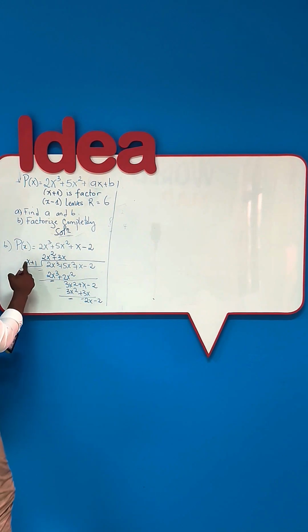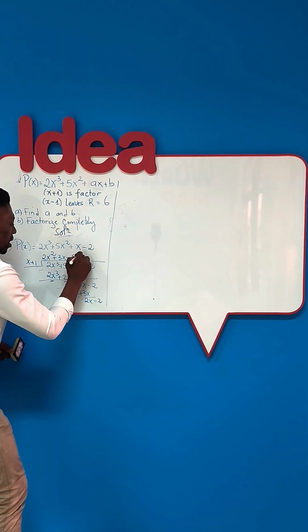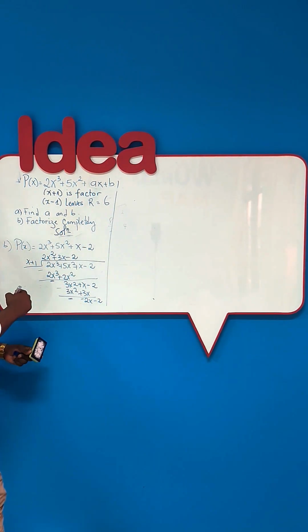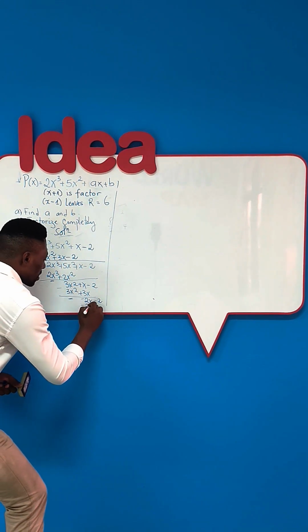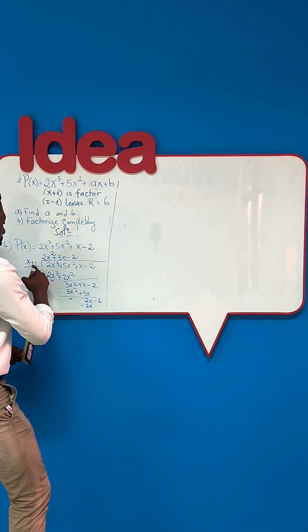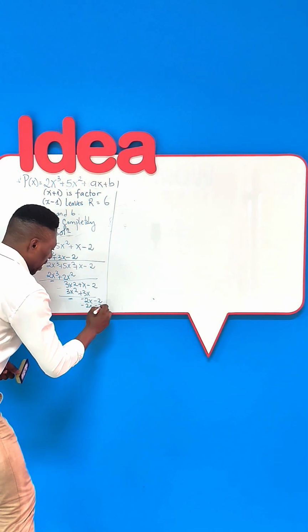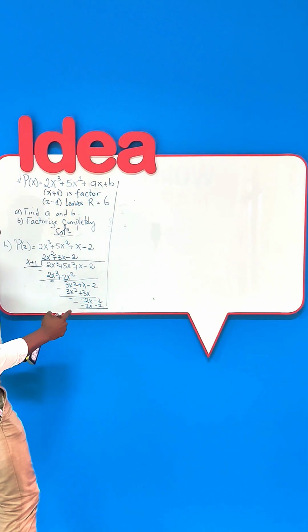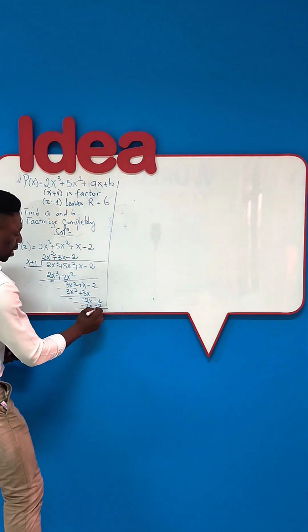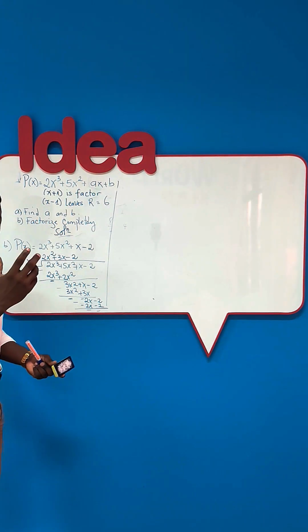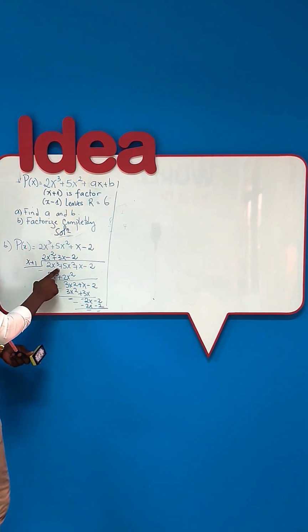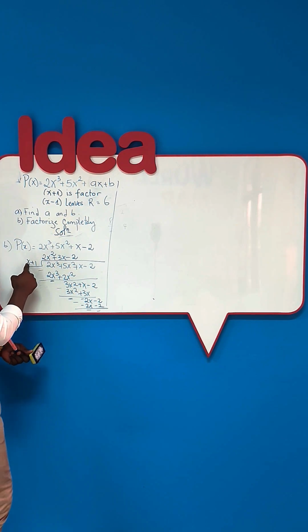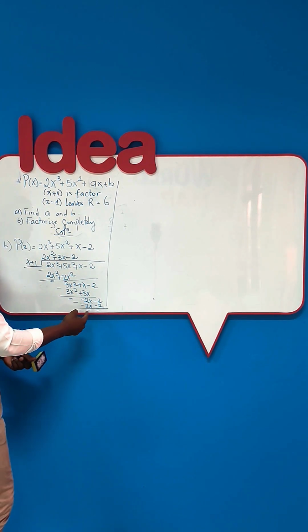Negative 2x divided by x, we're just going to be left with a negative 2. And now we do the reverse process again. Negative 2 times x is negative 2x. And then negative 2 times 1, which is just negative 2. Alright, if you do again the usual subtraction, you will realize that everything is going to crumble down to 0. And this confirms the fact that this is actually a factor of this polynomial, because when the polynomial is divided by this factor, the remainder is 0.